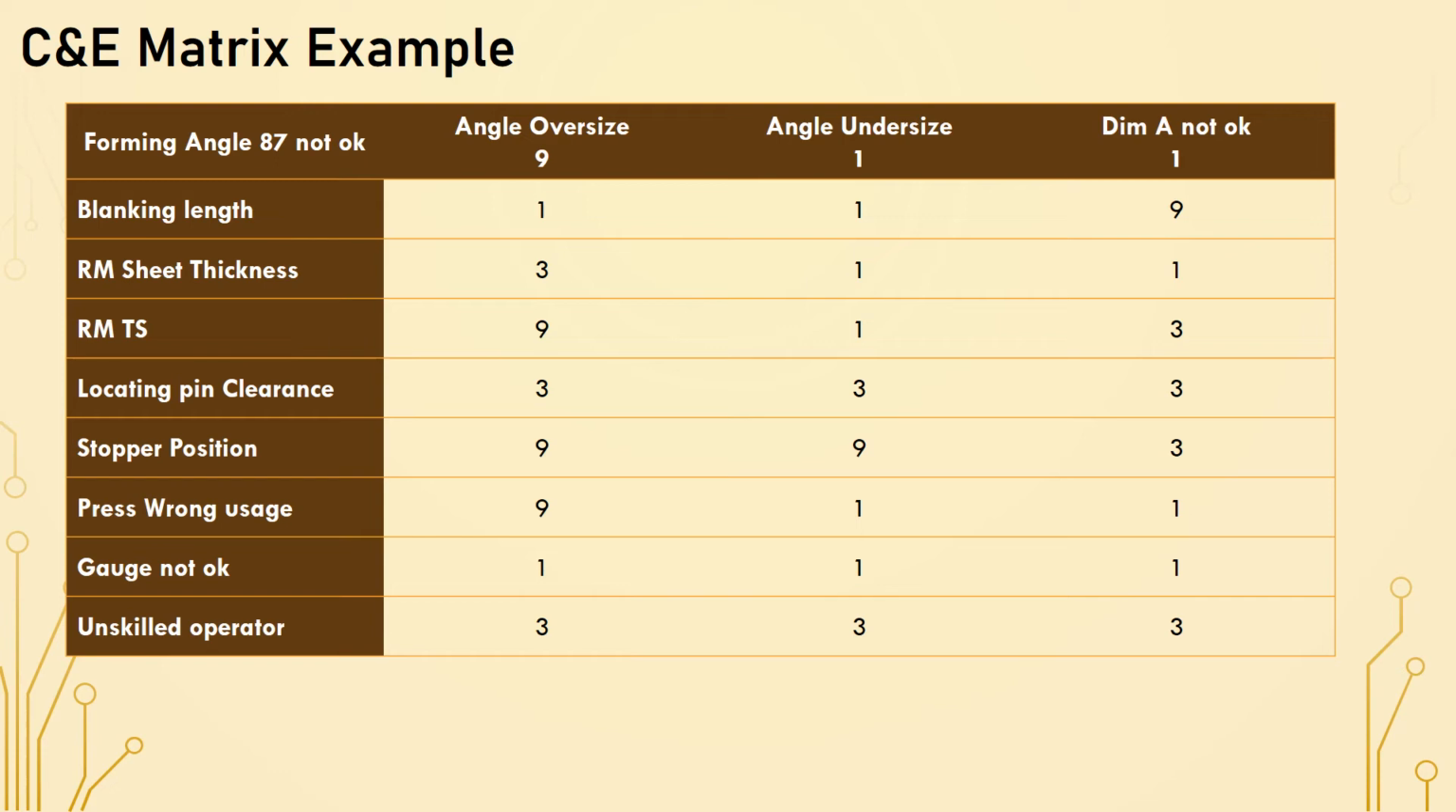We will see two examples, like RM tensile strength. That will impact the angle oversize, due to the spring back action. If tensile strength is more or less, it will impact the angle because it may lead to spring back action in the forming process. So that is the highest impact, 9, and then 1 and 3. In the same way, if the stopper position is shifted, it will impact both angle oversize and undersize, and has a moderate impact on dimension A. These are all correlations that were evaluated and given numbers.